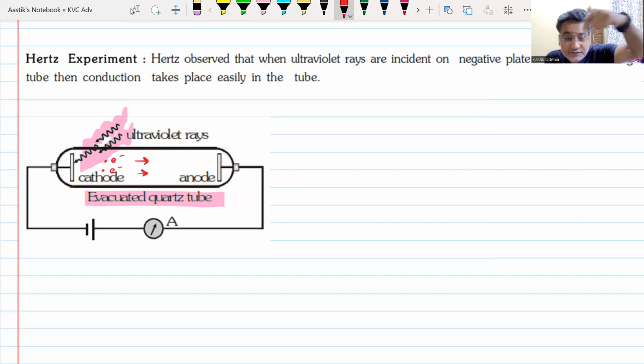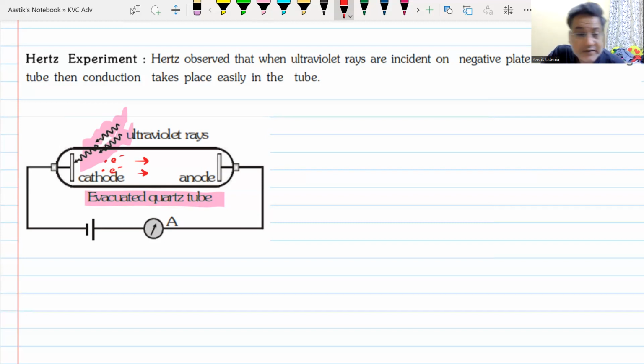When light of sufficient frequency or energy falls on a metal surface, this happens. Do you understand this, or is this going above our head? Understood. That is what was observed by Hertz.